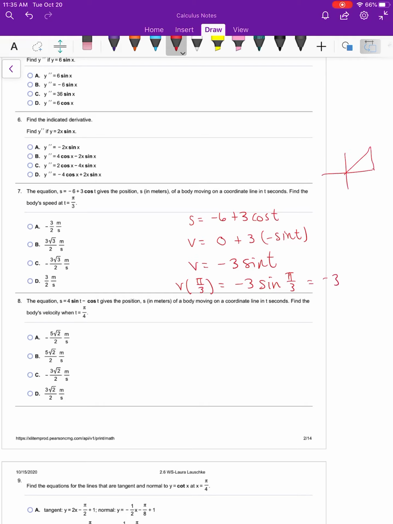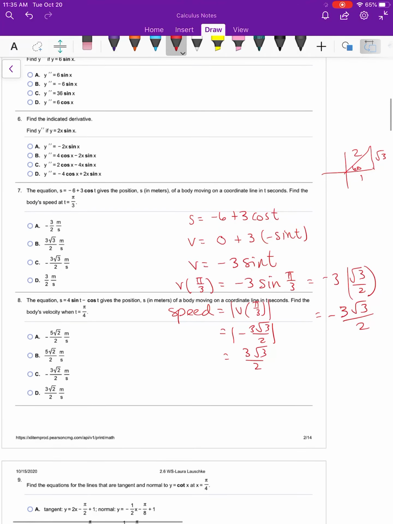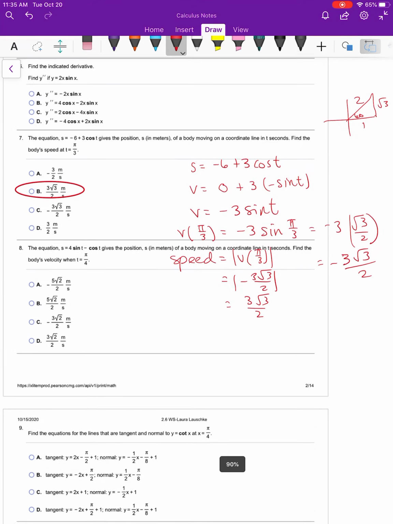Pi over 3, 180 divided by 3 is 60. So this is square root of 3, this is 1, this is 2. My sine is square root of 3 over 2. So my velocity is -3 root 3 over 2. But my speed is the absolute value of velocity. So the absolute value of -3 root 3 over 2 is positive 3 root 3 over 2. And so that would be B.